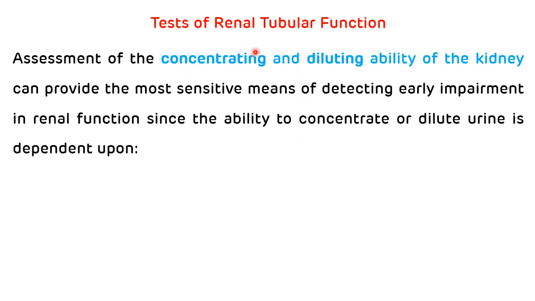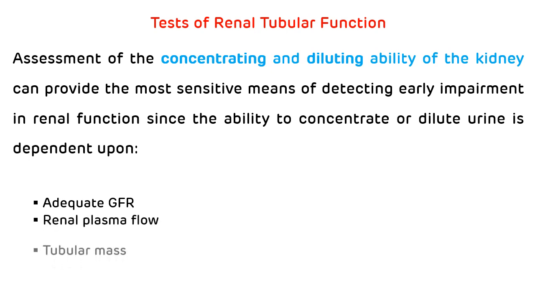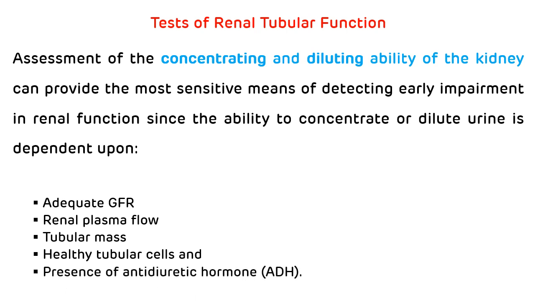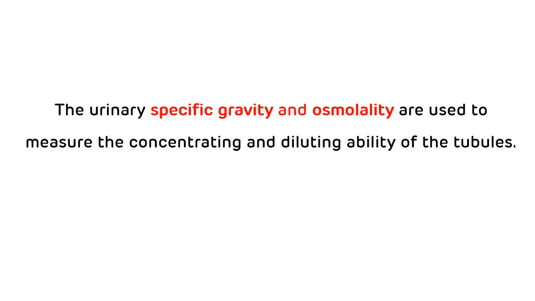Assessment of the concentrating and diluting ability of the kidney can provide the most sensitive means of detecting early impairment in renal function, since the ability to concentrate or dilute urine depends upon adequate GFR, renal plasma flow, tubular mass, healthy tubular cells, and the presence of antidiuretic hormone, that is ADH. Urinary specific gravity and osmolality are used to measure the concentrating and diluting ability of the tubules.